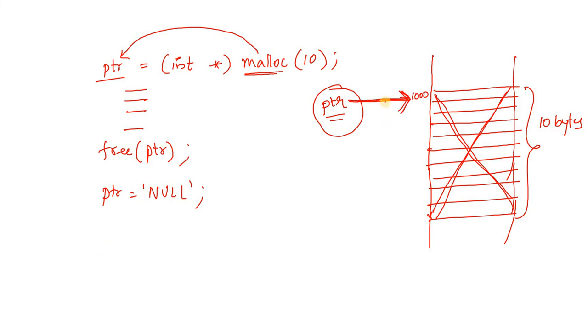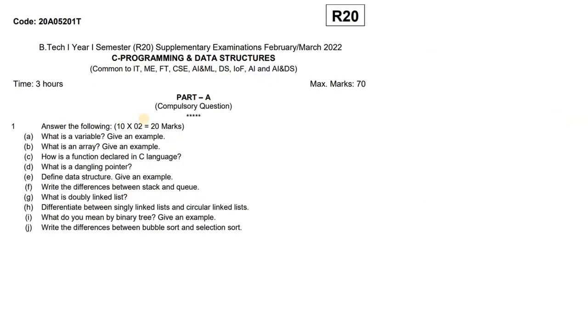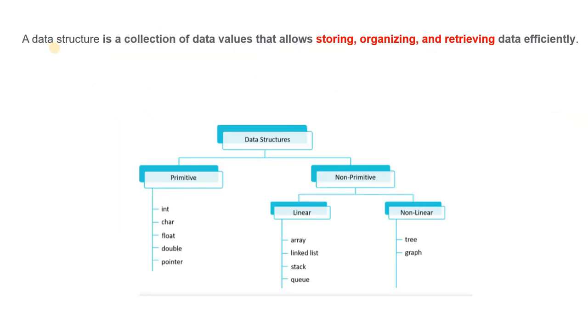Okay, so with that, this link will be removed and ptr contains null. See the next question. Define data structure. Give an example. See the definition. Data structure is a collection of data values that allows storing, organizing, and retrieving data efficiently.